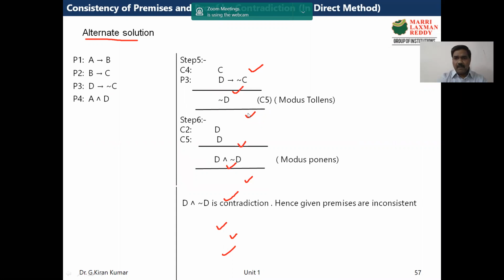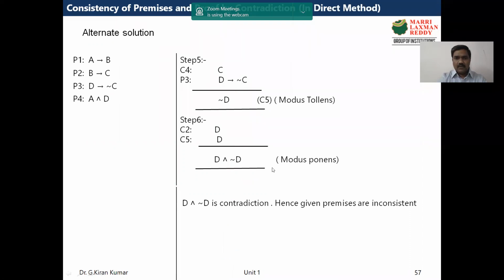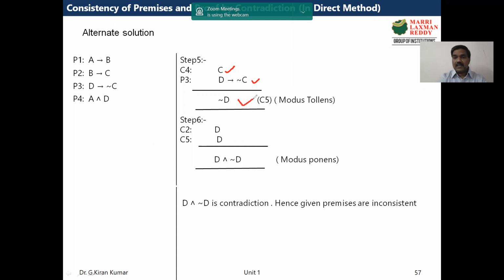In the next step, I have C, which we just derived, and P3, that is D implies negation of C. Again, modus ponens, sorry, modus tollens in this case. By modus tollens, I can argue negation of D. I have D earlier in C2, and now it is negation of D. So therefore I can argue D and negation of D.